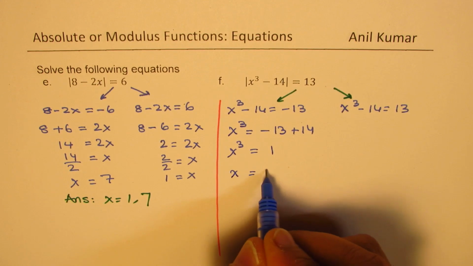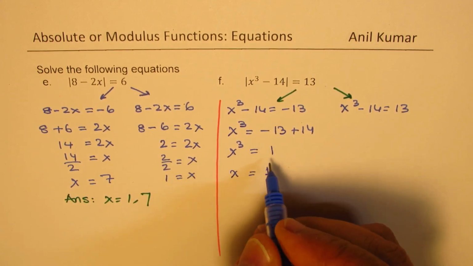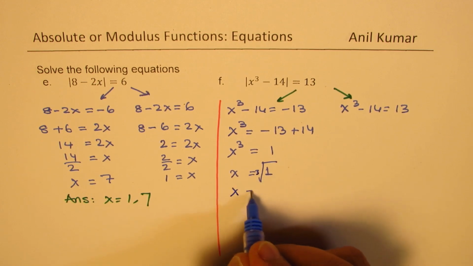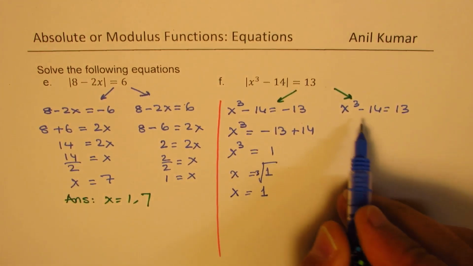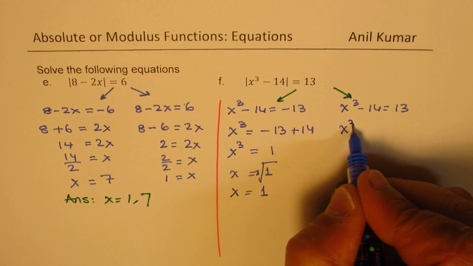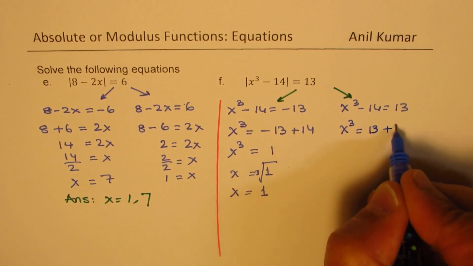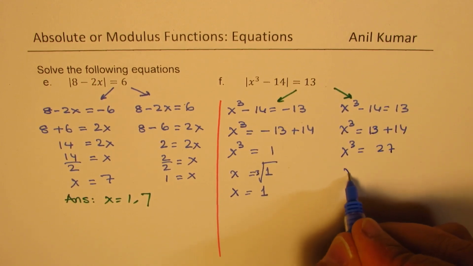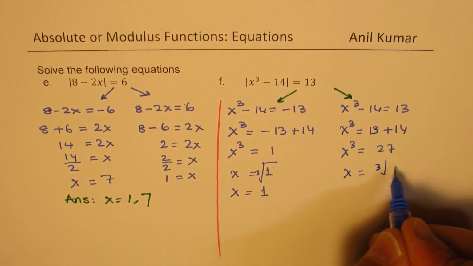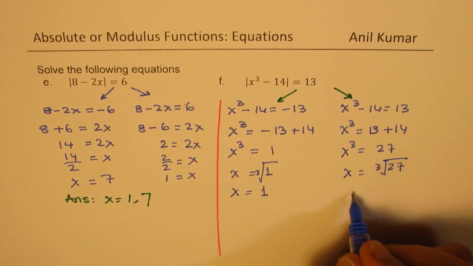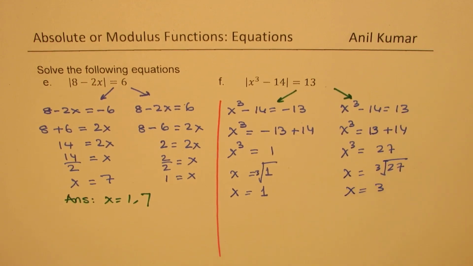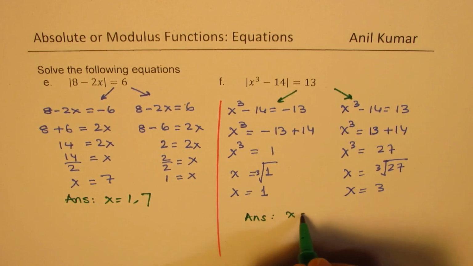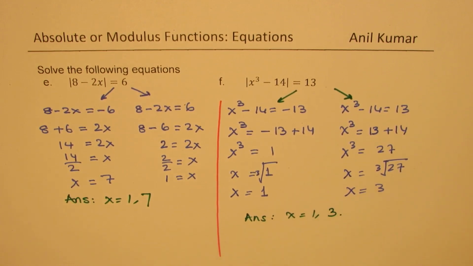So x is equal to the cube root of 1, right? So you can write cube root of 1, and so you can write x equals 1. Clear? On the other hand, we have x cubed equals 13 plus 14, and so we get x cubed equals 27. So x is the cube root of 27, correct? Which is 3. So we get x equals 3. And in this case, our answer here is x equals 1 and 3. Is that clear to you?